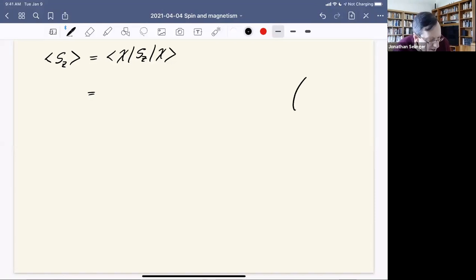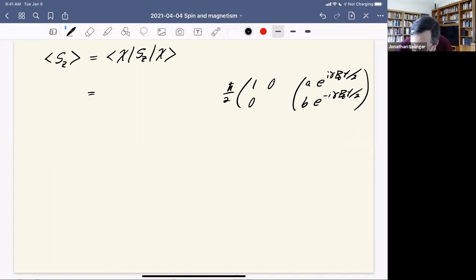is A e to the I gamma B naught T over 2, B e to the minus I gamma B naught T over 2. That's the ket. Then we need the operator. The SZ operator is h bar over 2 times the matrix 1, 0, 0, minus 1.